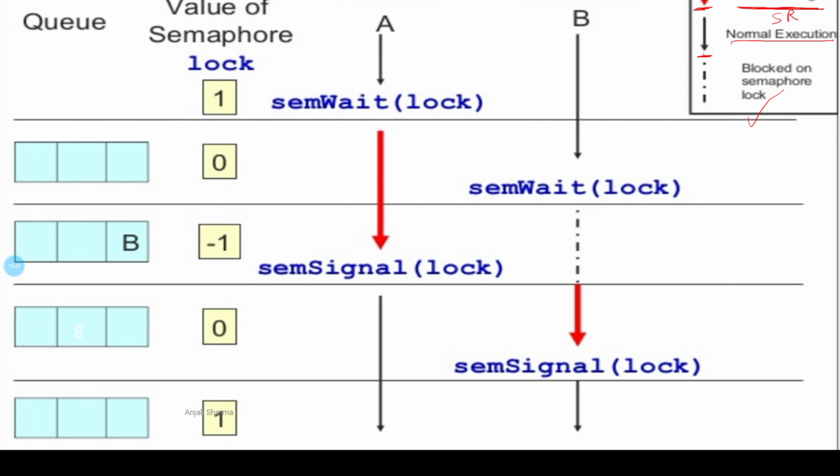So there are 2 processes, process A and process B. Here we will be making use of a binary semaphore. So this is the value of the semaphore. The semaphore is initialized as 1. Now suppose process A arrives and it is executing, and process B is also executing.